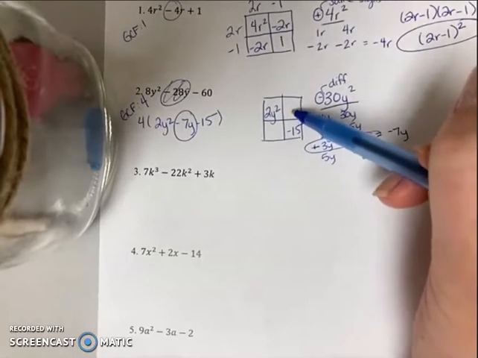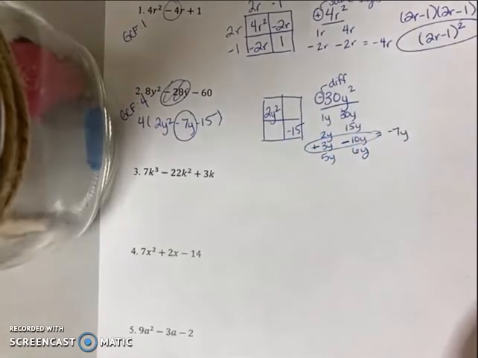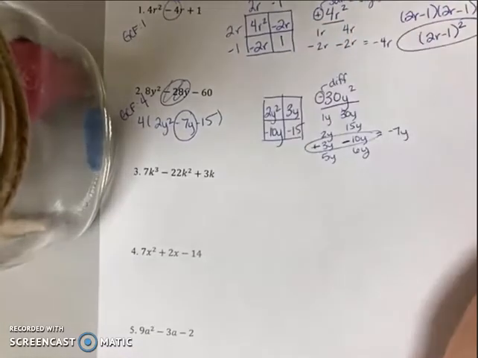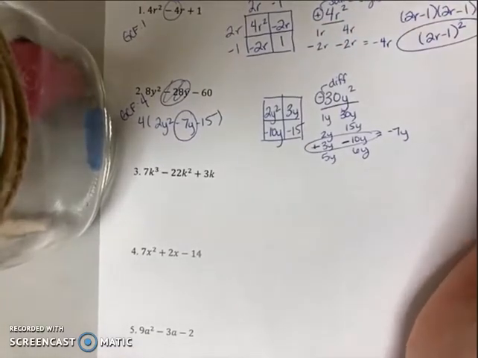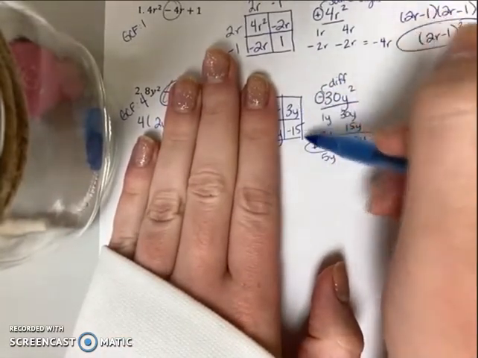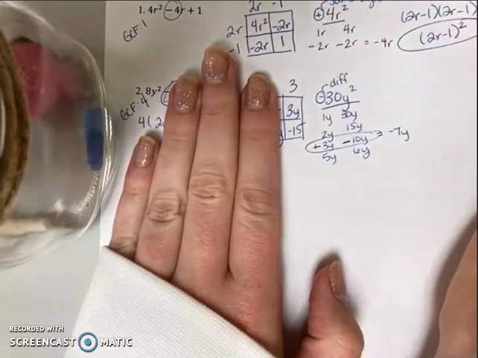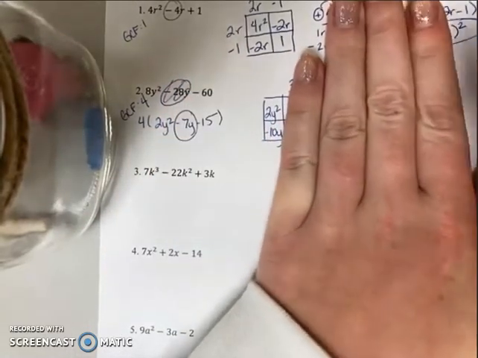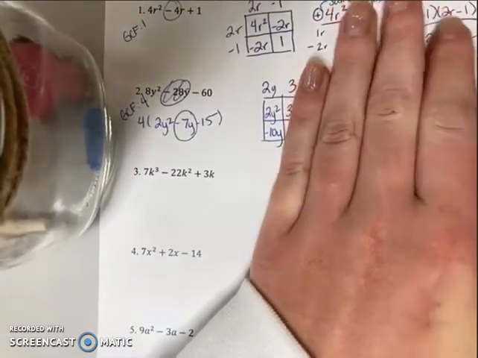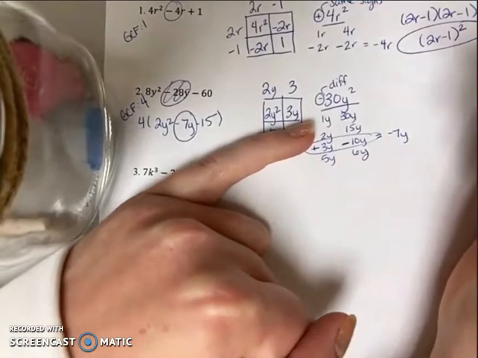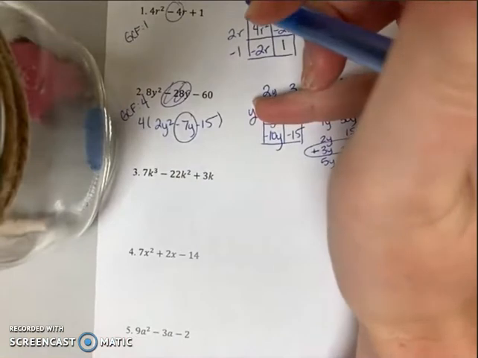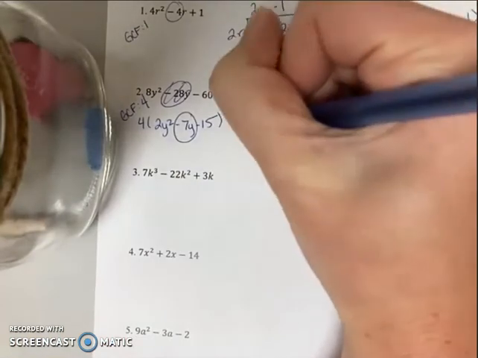It doesn't matter where you put the 3y and where you put the negative 10y. I'm just going to put 3y here, negative 10y here. Now we need to pull out the GCF of each pair. The GCF here would be a positive 3. The GCF here would be a positive 2y. The GCF here would be a positive 1y, or just y. And the GCF here is a negative 5.